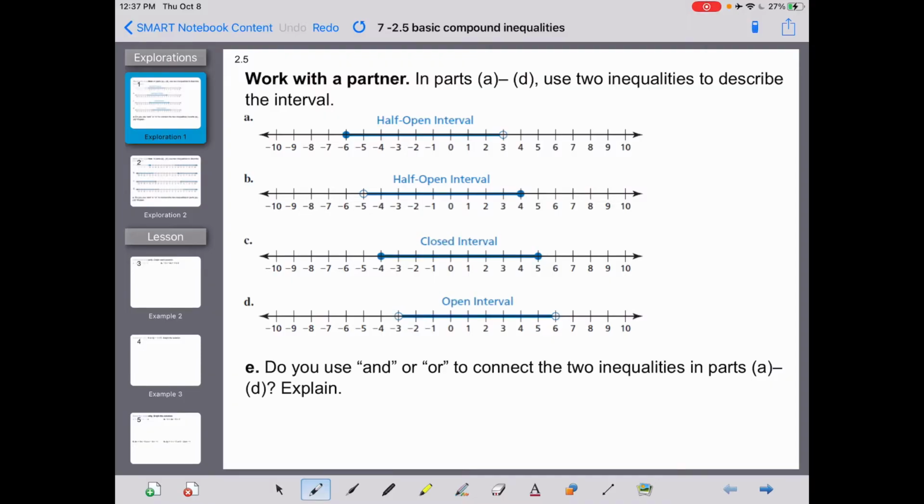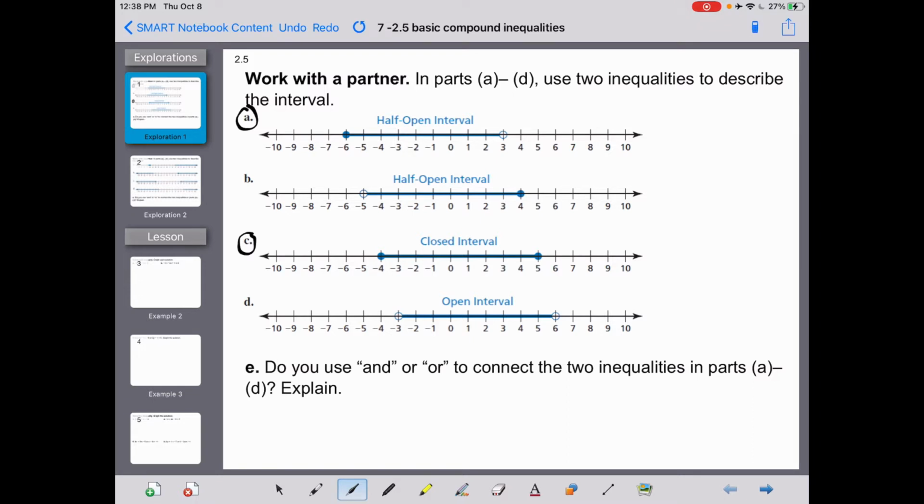Alright guys, we're going to reverse all the way to section 2.5 to discuss some basic compound inequalities. That word compound means two inequalities are involved. So if you look at A through D, we'll just do two of them. We'll do A and C. There is a graphed inequality. We don't know what it is yet, but it's shading in between 2 points rather than what we used to do, which is shading to just one side.